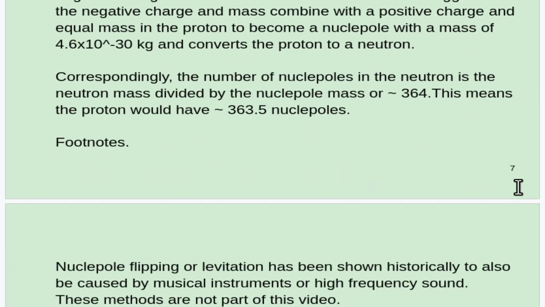Correspondingly, the number of nucleopoles in a neutron is the neutron mass divided by the nucleopole mass, or approximately 364. This means the proton would have approximately 363 and a half nucleopoles.